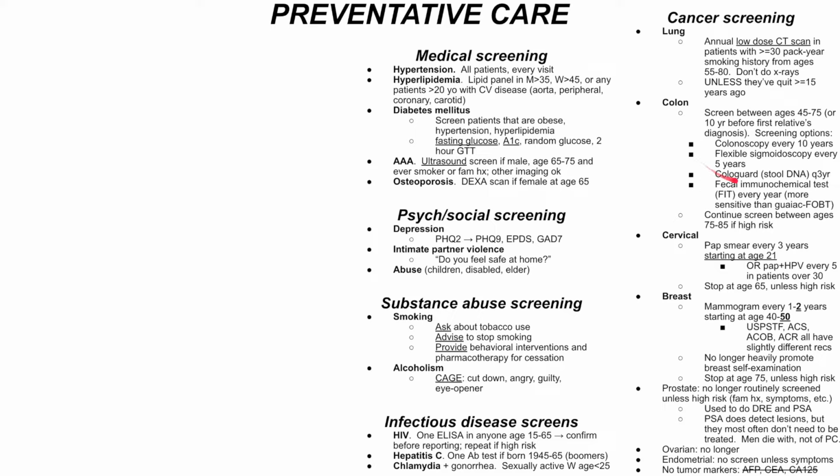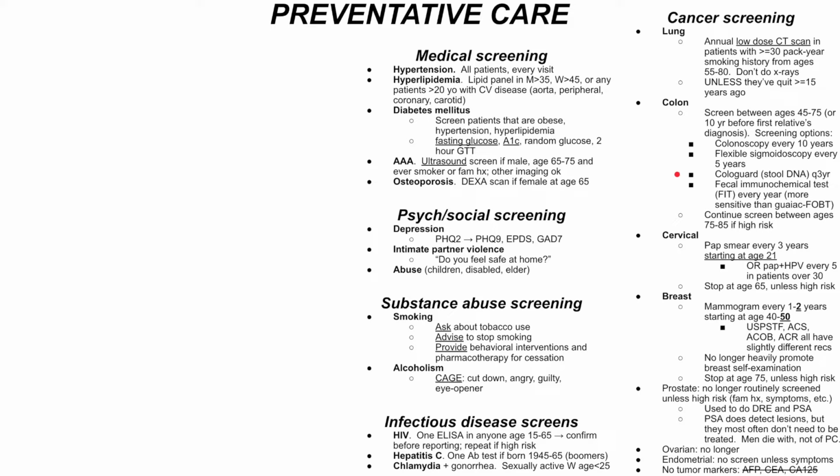Another option that's relatively new is Cologuard. This is the brand name. It's really stool DNA, so they'll send a stool sample in, and that stool sample is analyzed for DNA that might indicate colon cancer. This is something you would do every 3 years, and it's worth checking to see if the patient's insurance covers Cologuard before you send that.